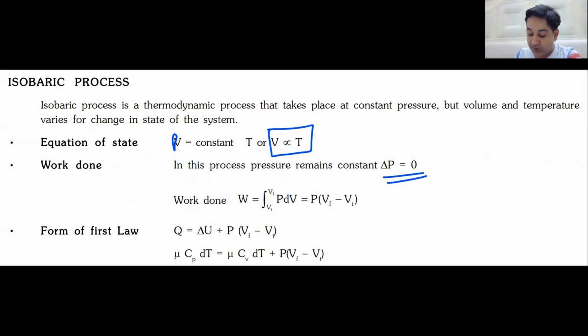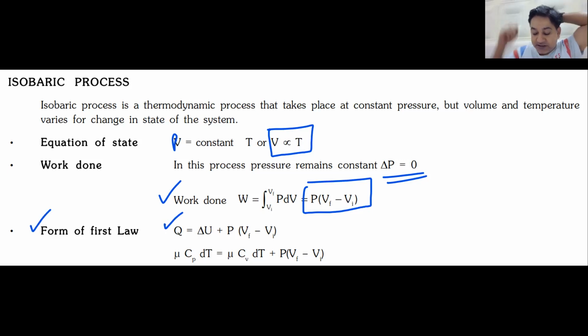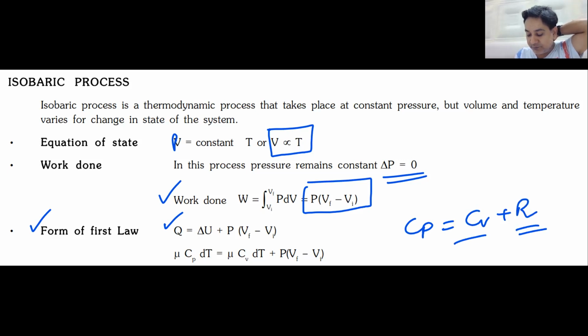Change in pressure is 0. Work done, P dV, is P into delta V. P is constant, so P comes out, and it simply becomes P into V2 minus V1, or Vf minus Vi. From the first law of thermodynamics, you can write delta Q is delta U plus P into V2 minus V1. And from here, you can derive the equation that Cp is Cv plus R. Do you know this? Yes, sir. Okay. Here you must understand that in the isochoric process, the entire heat was utilized to change the internal energy of the gas.